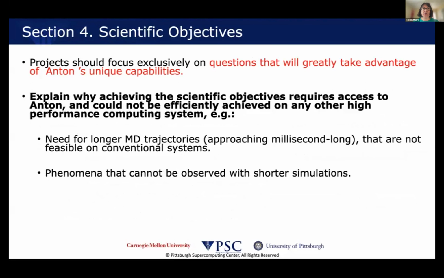So the project should focus exclusively on questions that will greatly take advantage of Anton's unique capabilities. And you need to justify why you require access to Anton, as I said. And usually this is because your project needs long MD simulations approaching milliseconds long or hundreds of microseconds that are not feasible on conventional systems, and the phenomena that you want to observe cannot be observed in shorter simulations. So that should all go into section 4 of the proposal.